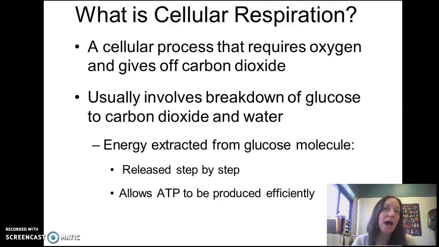Cell respiration happens in a step-by-step fashion. So when the cell breaks down glucose to extract energy, it doesn't happen very quickly in terms of just combustion, but it happens in a process that releases energy slowly to be more efficient, so that energy can be captured to make ATP. And ATP, again, is that high energy molecule that can be used to drive any kinds of cellular process.